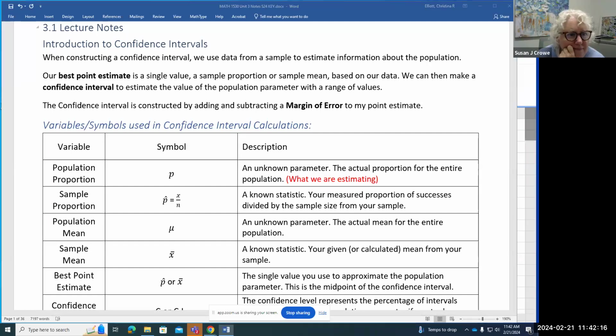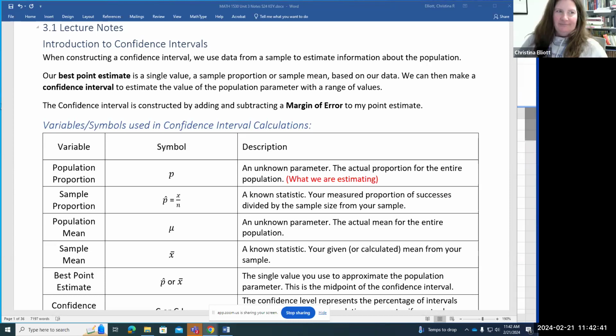Hey, Christina. Hey, Susan. Are we going to talk about confidence intervals today? Yeah. All right, let's do it. So we're going to have a few videos about confidence intervals. We are. Yes. So this first one will just be kind of an introduction to confidence intervals. Okay.